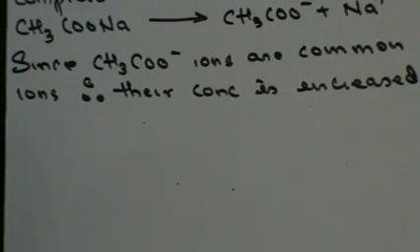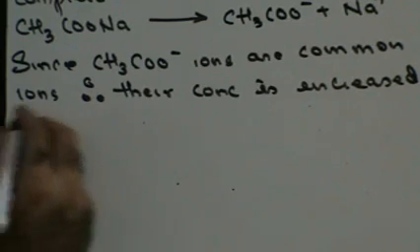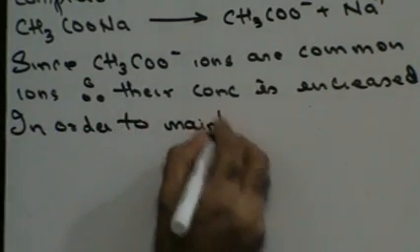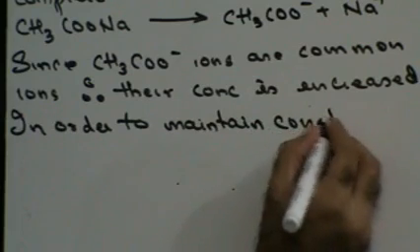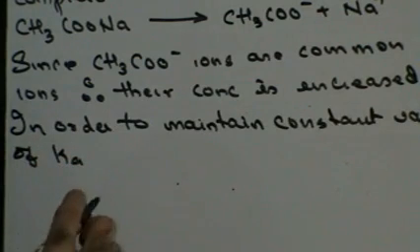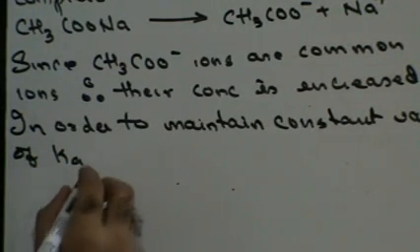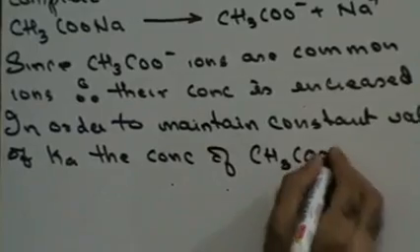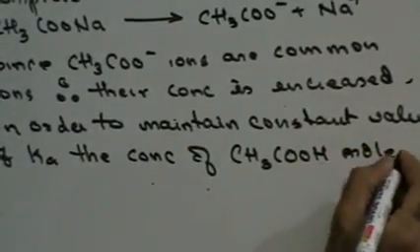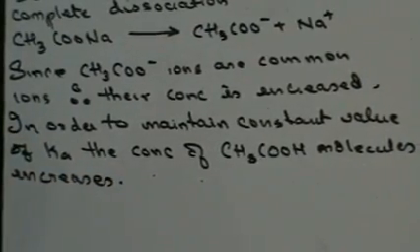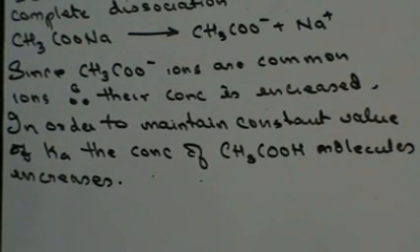Let's write this down. In order to maintain a constant value of Ka, the concentration of acetic acid molecules increases, right? Thus, according to Le Chatelier's principle, the equilibrium of acetic acid is shifted towards left.